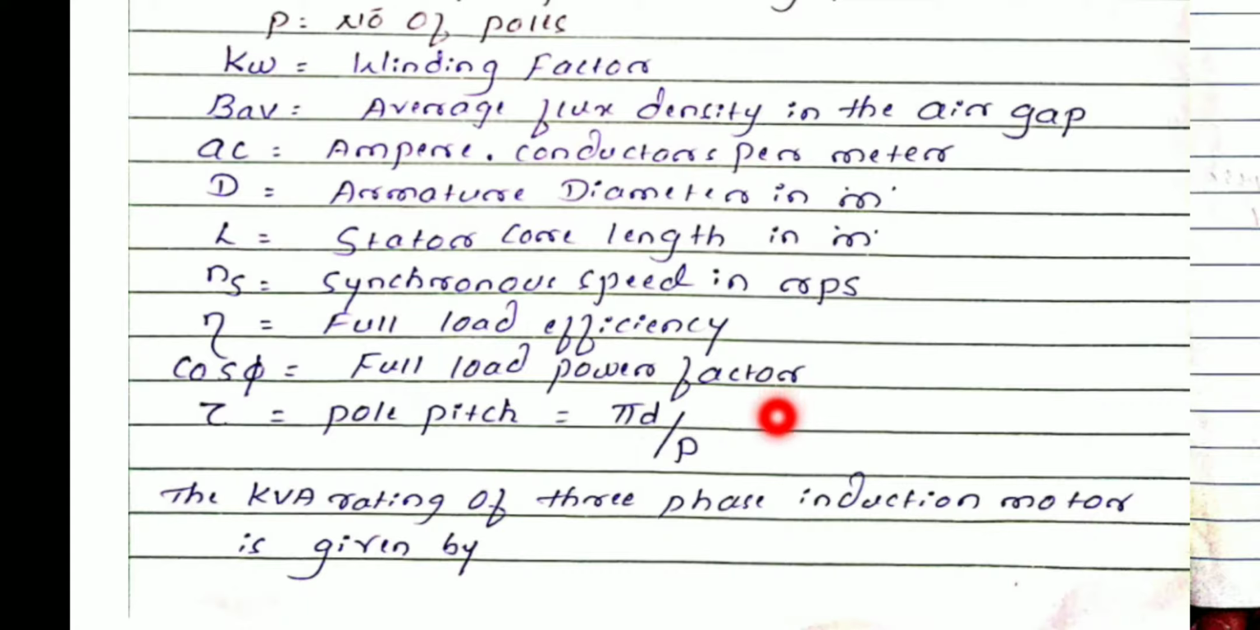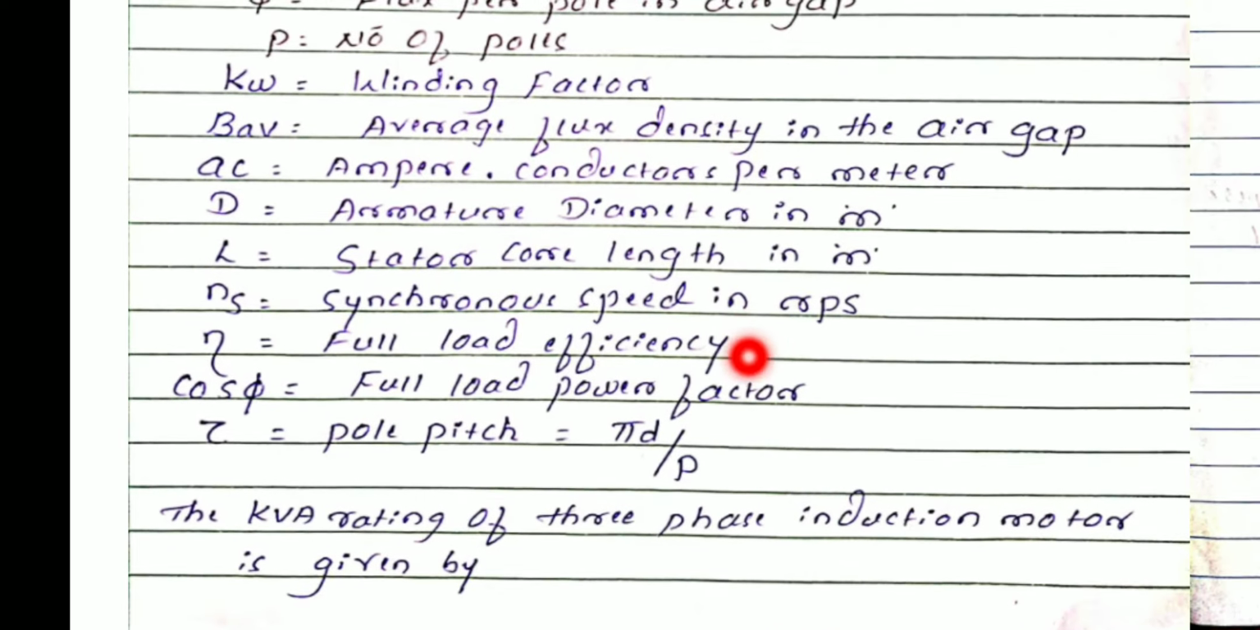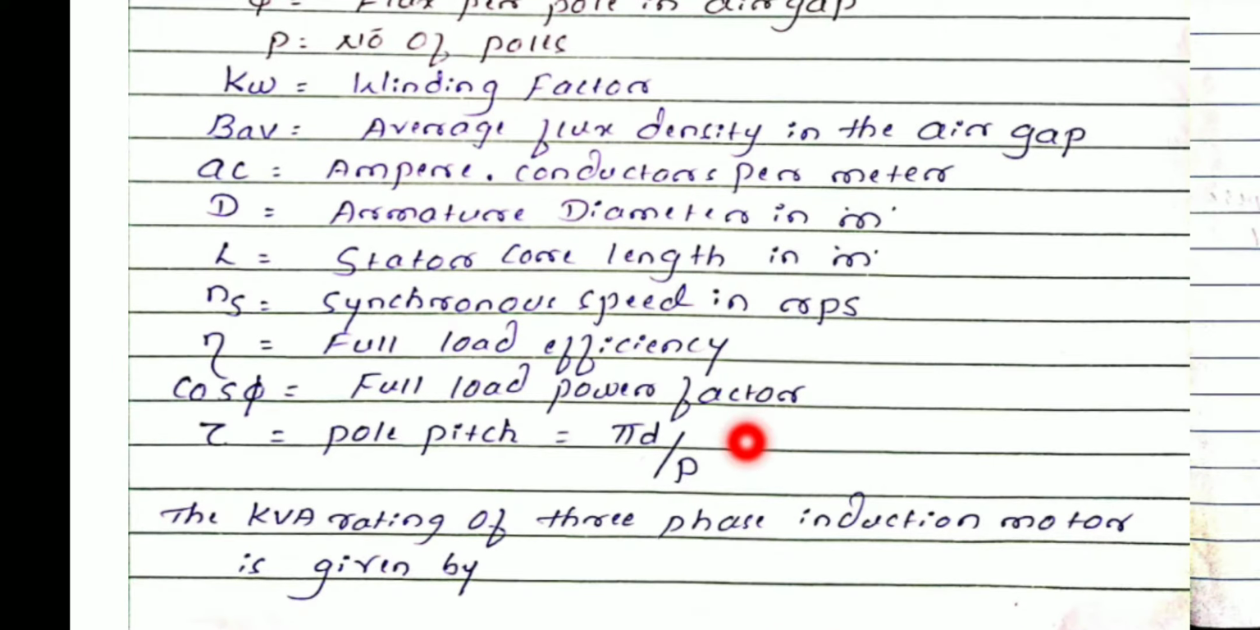Pole pitch means there are two poles, one a north pole and one a south pole. That area we are going to consider here is pi into D divided by P. This is a very important thing. Tau is the pole pitch, given by pi D divided by P.